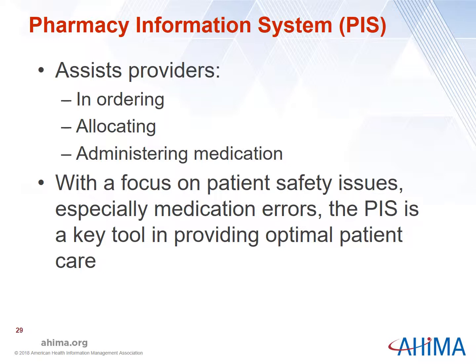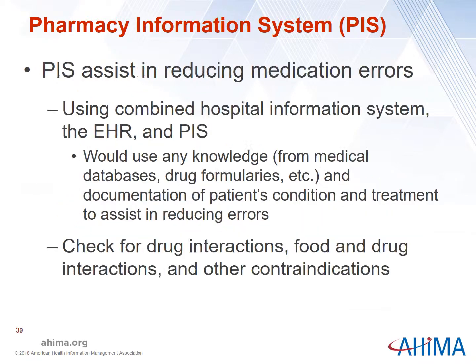A pharmacy information system, or PIS, assists providers in ordering, allocating, and administering medication. With a focus on patient safety issues, especially medication errors, the PIS is a key tool in providing optimal patient care. Data contained within the hospital information system and the functions of the PIS help providers reduce medication errors by using the hospital information system, the EHR, and the PIS, combined with information from medical databases and drug formularies.